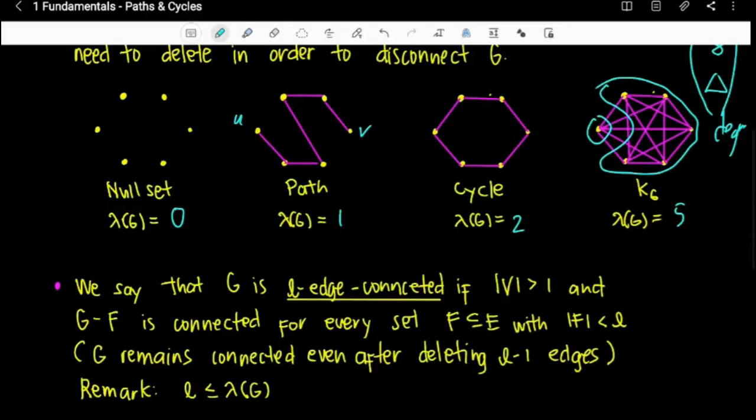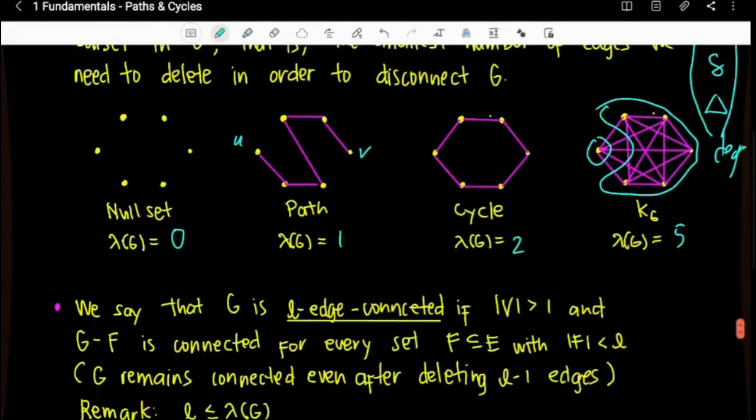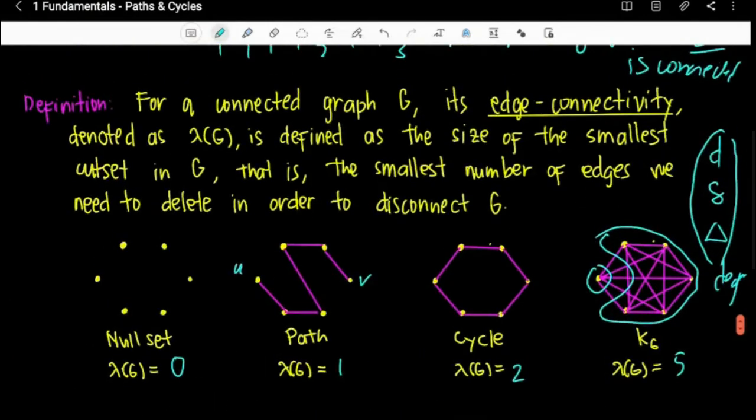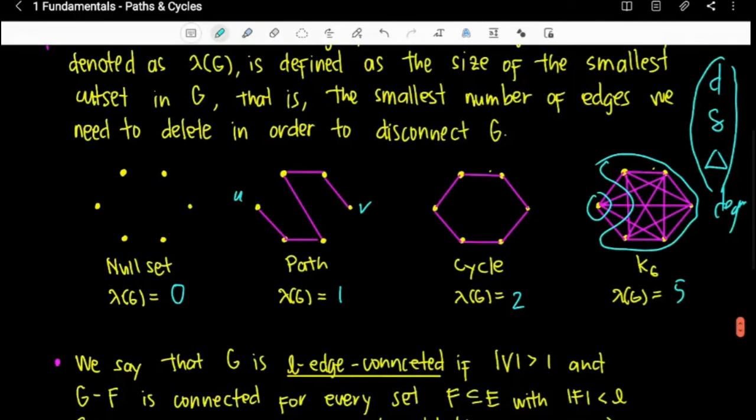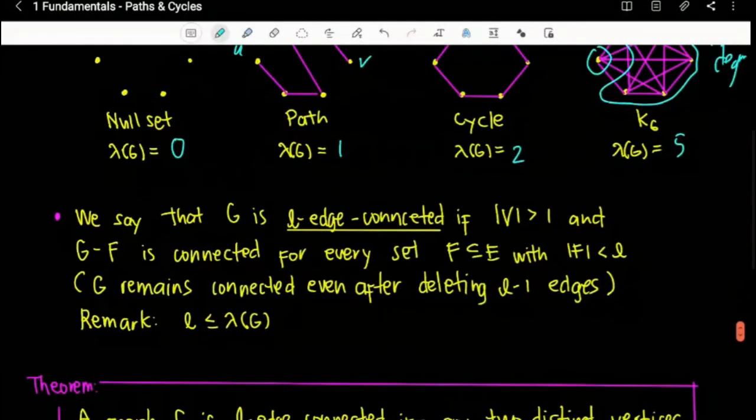Okay. Pero another way of finding lambda is determining the minimum number of edges that you need to delete to make it disconnected. So, in terms of cut set, it's the smallest cut set that you can find. Smallest cut set or biggest edge connectivity. That's your edge connectivity. Biggest L-edge connectivity rather. Okay.